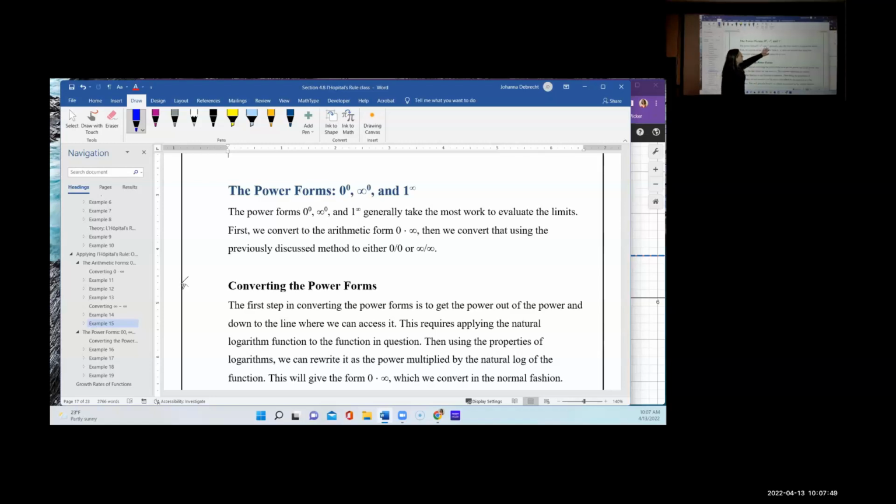So when we have these, we have to first convert them into the arithmetic form 0 times infinity. And then we can convert that form into 0 over 0 and infinity over infinity. Now, how do you suppose we're going to deal with the fact that we have exponents? What have we done in the past? I believe it was on the last exam where we did something to the expression to get the power down where we could get our hands on it. What did we have to do to it to get our hands on the power?